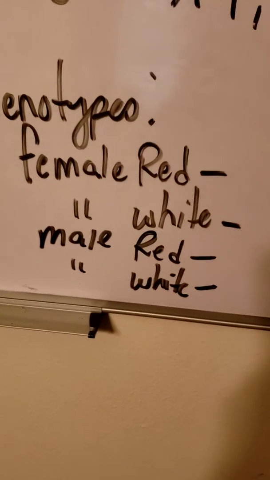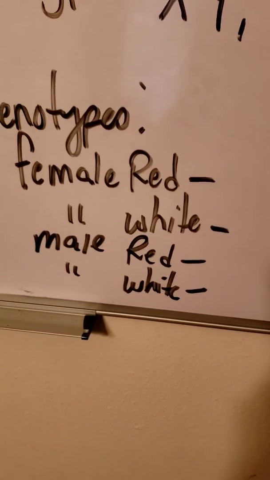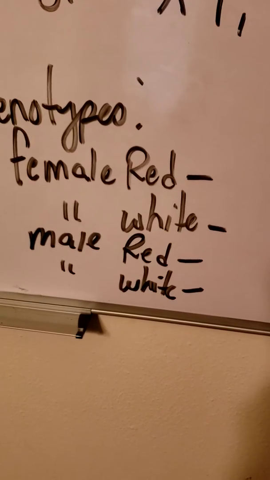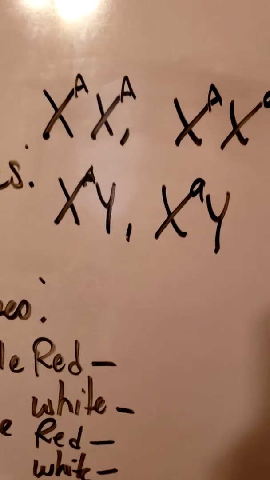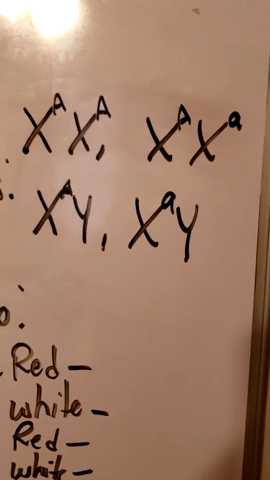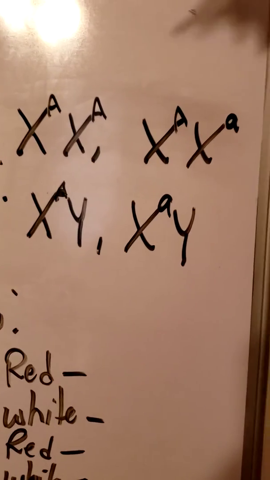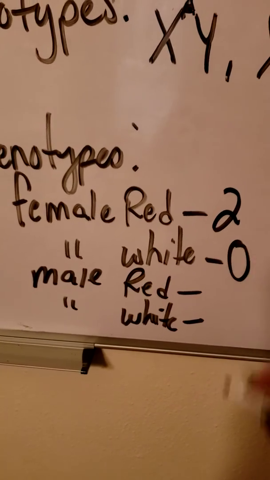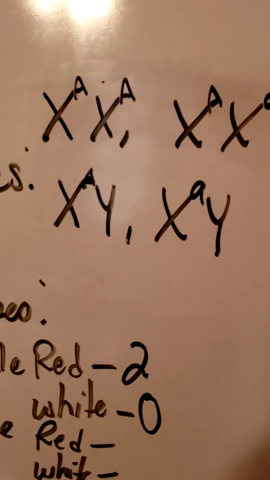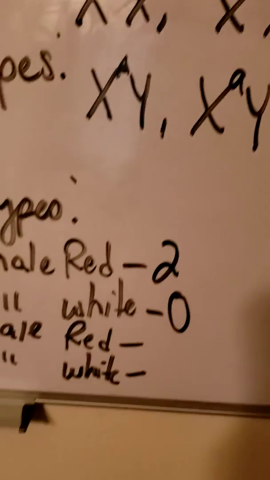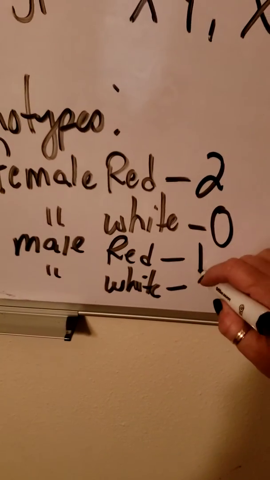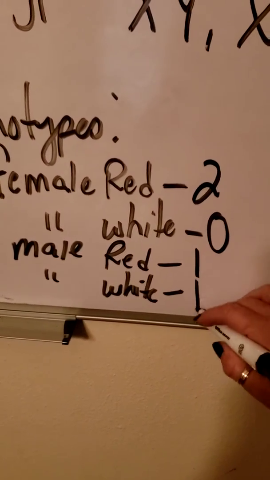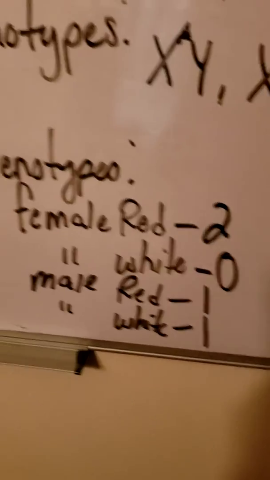So let's look at our phenotypes. I need to know how many of the female flies are going to have red eyes and how many are going to have white eyes. We look at the genotypes, and both females have the dominant allele. So down here, I'm going to have two females with red eyes and zero with white. And for the males, I have one dominant and one recessive, which means I'm going to have one little fly with red eyes and one with white.